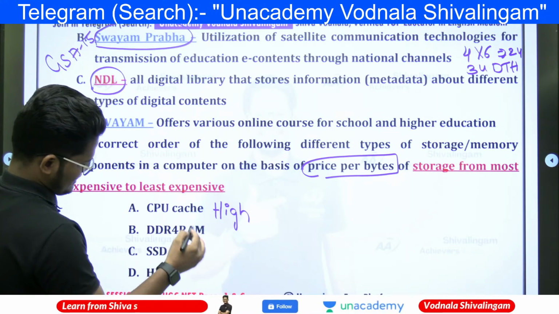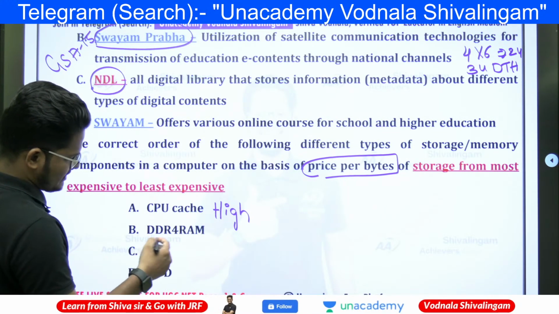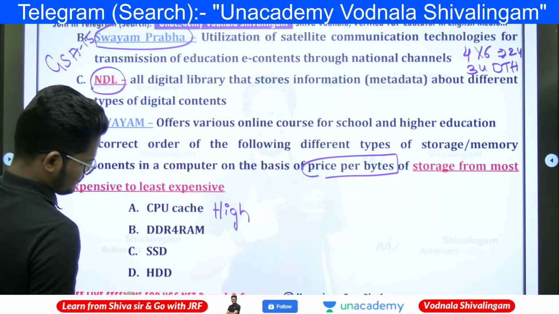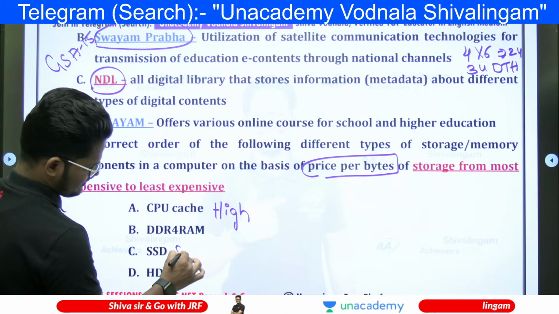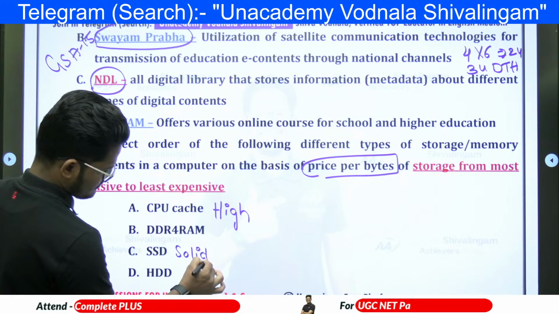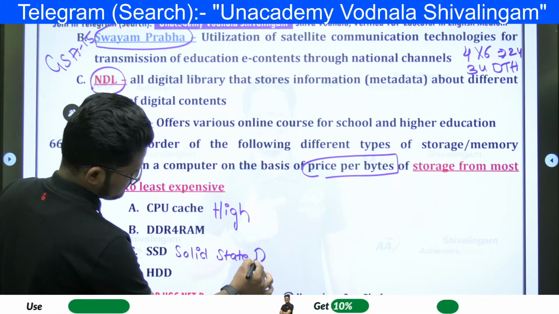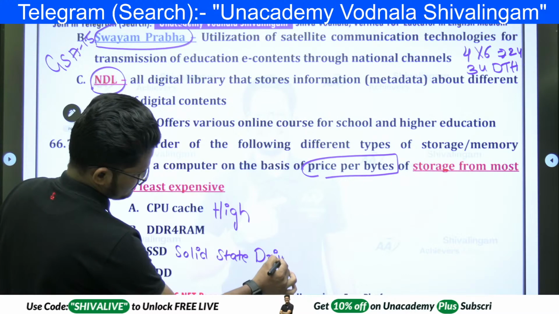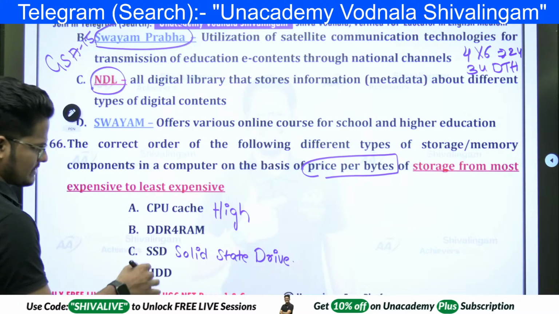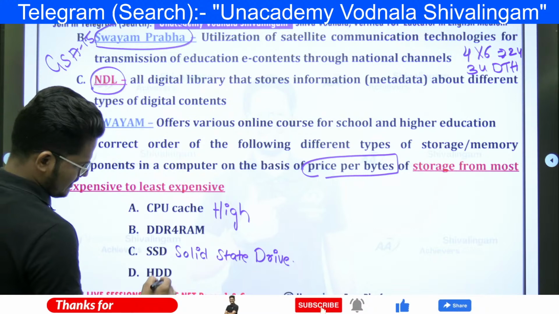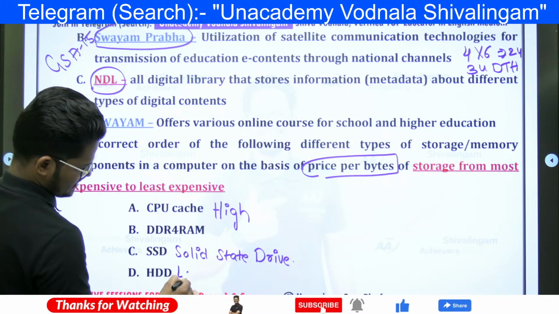DDR, double data rate, or dual data rate, so that is the second one. And SSD, solid state drive, which is the third highest in cost. And hard disk is the lowest one.